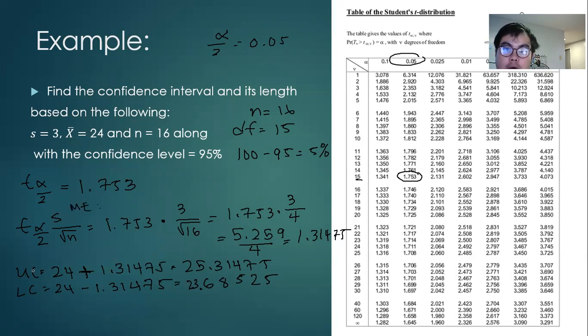According to the confidence level of 95%, the interval will be 23.68525 is less than mu is less than 25.31475. So this is the confidence interval.